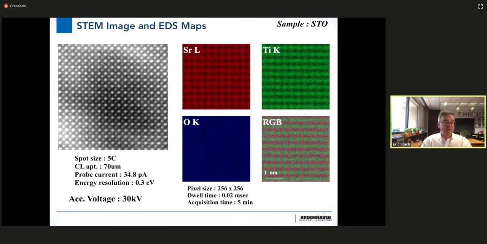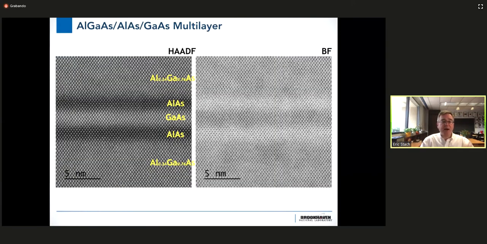Here's another example showing the high angle annular dark field image and the bright field image. Again, in the high angle annular dark field, it's brighter where there's gallium and dimmer where there's aluminum arsenide. It's complementary in the bright field image, where it's brighter where there's aluminum arsenide versus the gallium arsenide.